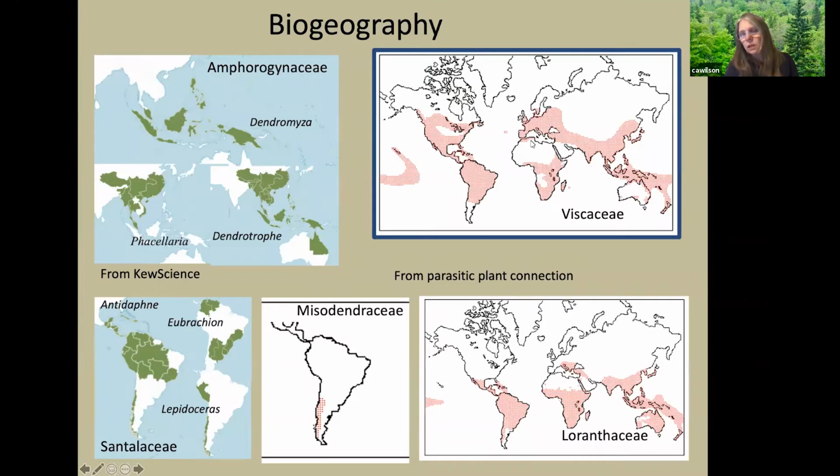And the Viscaceae, which is where, again, the dwarf mistletoes are, it's quite widely distributed. And the interesting thing with the Viscaceae is it gets into the northern hemisphere, because most of the mistletoes are really southern hemisphere species. And then we have the Loranthaceae, which is mostly in the southern hemisphere, and the Mesodendraceae and Santalaceae. Again, in the Santalaceae, there are only 3 genera that are mistletoes, and they occur in the Americas, as does Mesodendraceae.